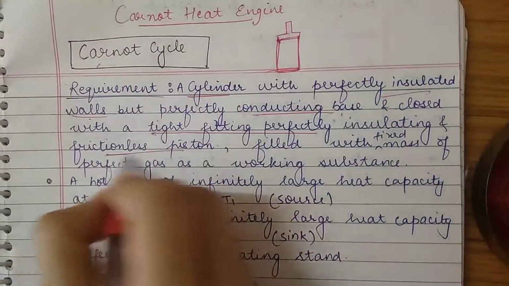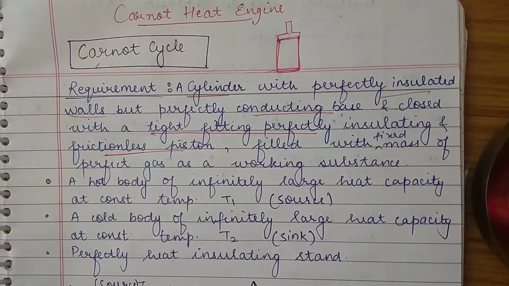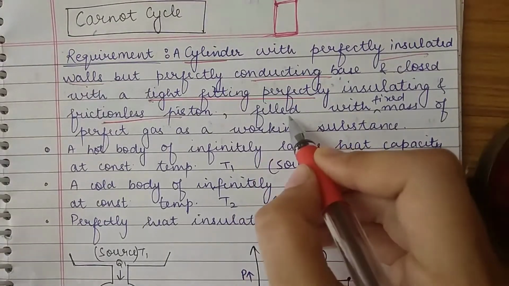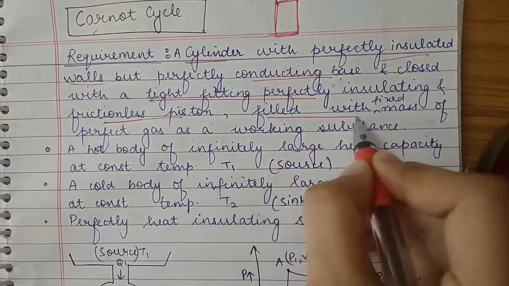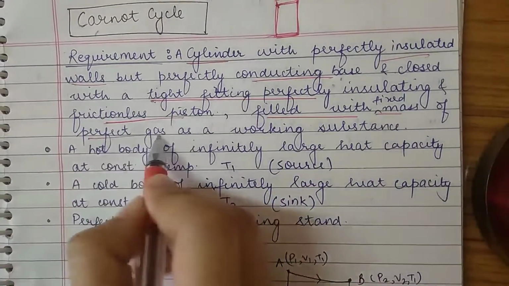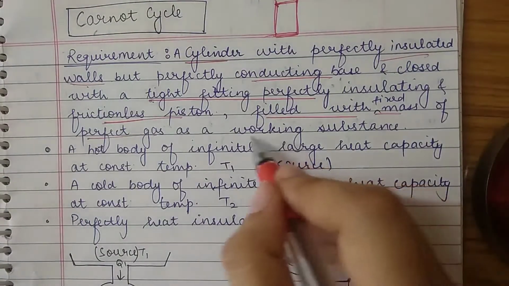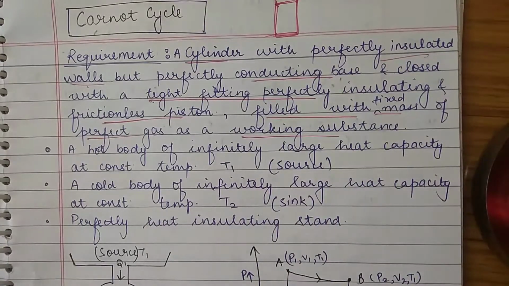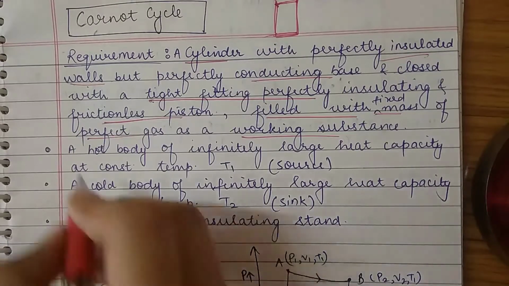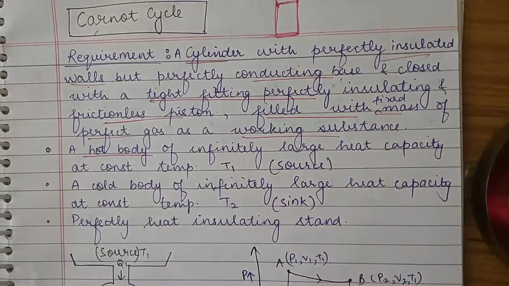Why should the piston be frictionless? Because if there is friction in the piston, then some of the heat will be wasted. Also, the cylinder should be filled with a fixed mass of a perfect gas, which will act as the working substance.